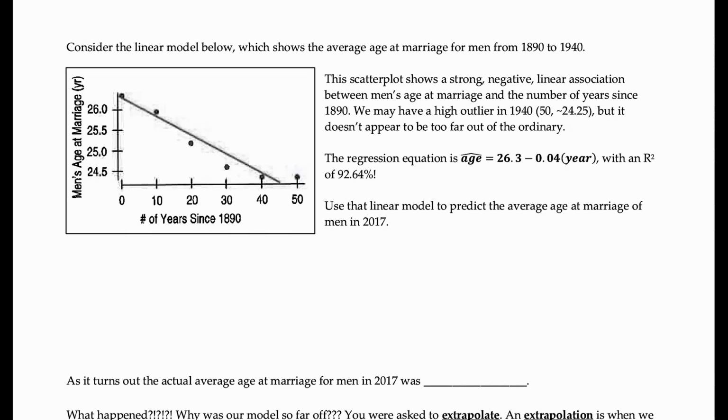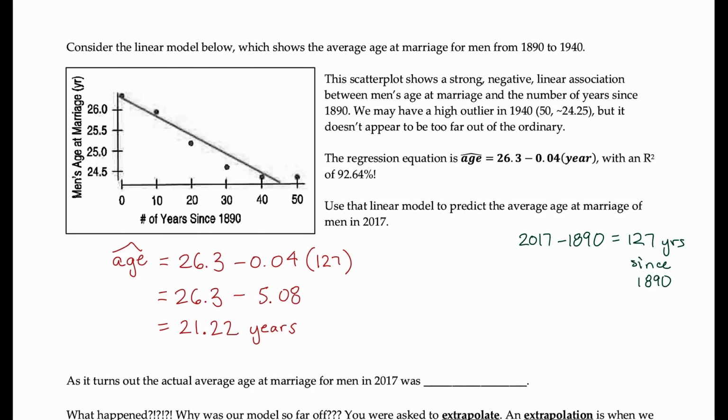The linear equation that we have here is given there in bold, and the R squared is 92.64%, doing a bang up job there at explaining the variability between our variables. What we're going to do here is use our linear model to make a prediction. We'd like to know what is the average age of marriage predicted for men in 2017. Why don't you go ahead, pause the video, and find that, and then come back and see what work I did. So here is my work.